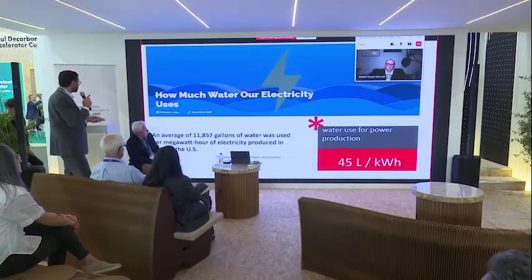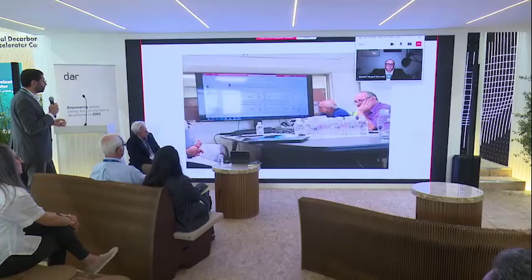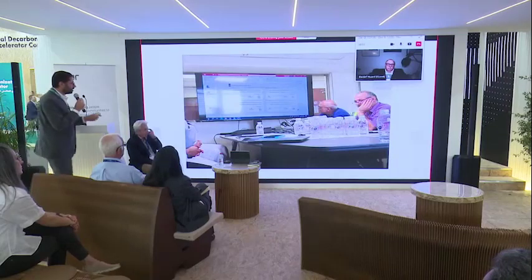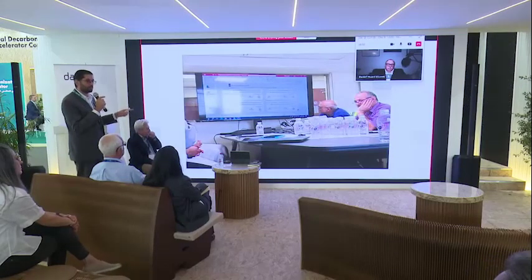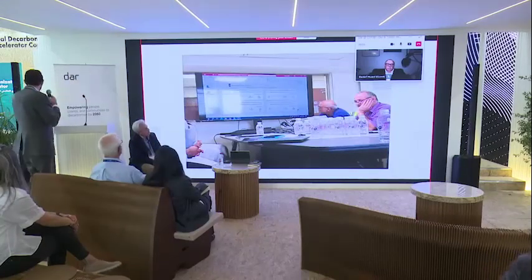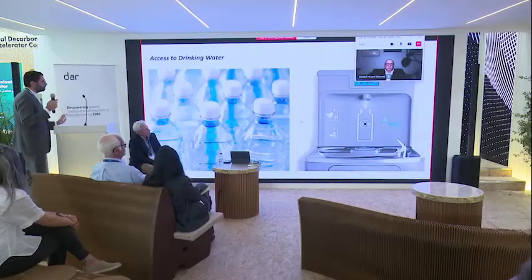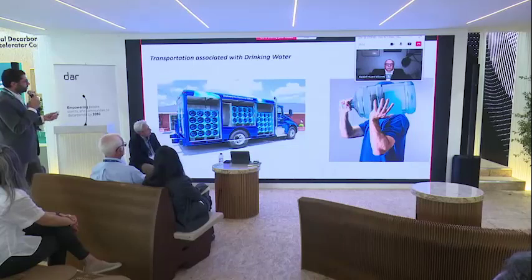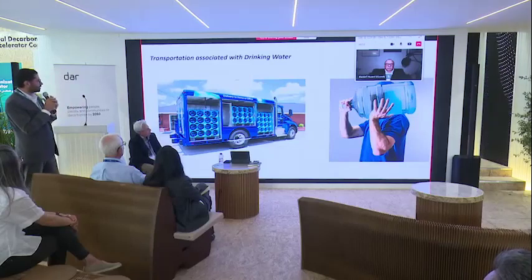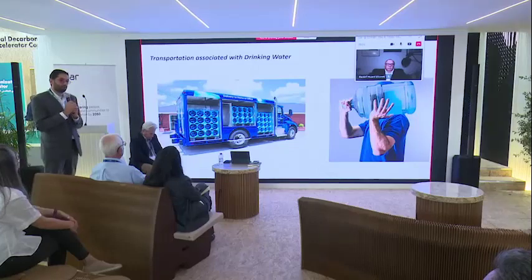With the second piece of the puzzle is these plastic bottles. The drinking water is a different stream that we're using. Transferring drinking water throughout the cities is another concern from an energy perspective.